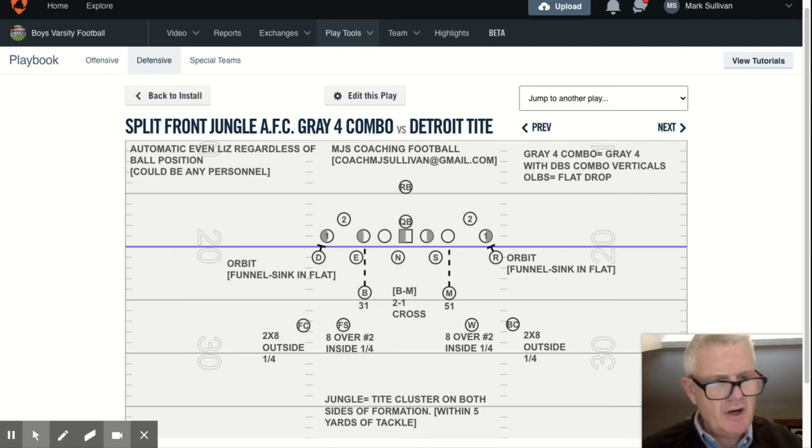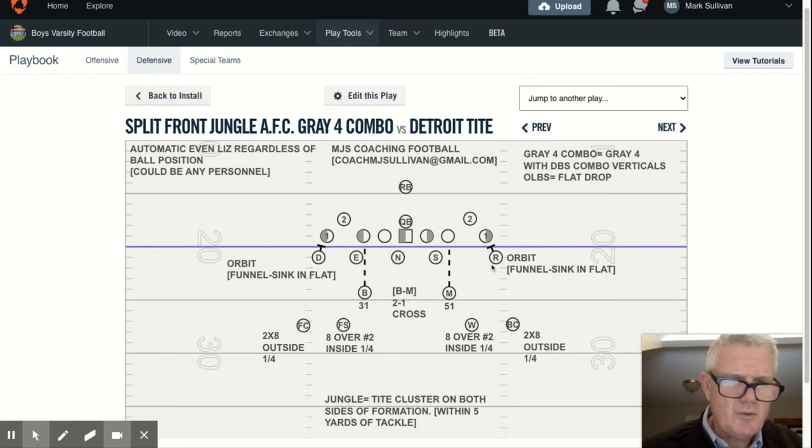So back to jungle specifically, okay? Our split front involves the rover being a part of the front, and you'll have to see my one back fronts playlist, which is specific to one back formations, usually 10, 11, 12 personnel. Split is one of the fronts that we have for that. We also use it versus two back, but it's a whole different playlist, split front versus two back.